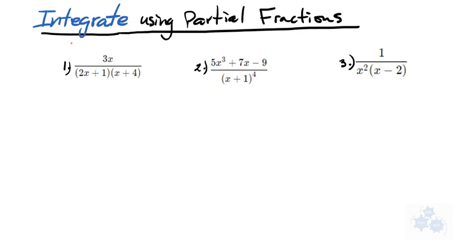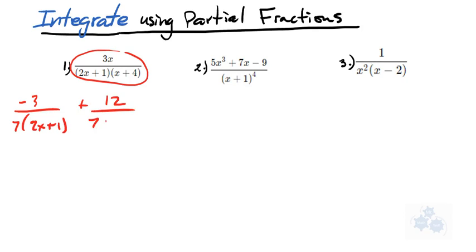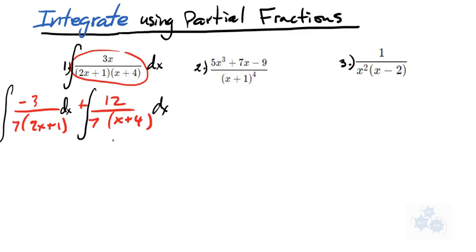Well, if you take a look at this, when we split this up into partial fractions, we said that the answer was negative 3 over 7 times 2x plus 1 plus 12 over 7x plus 4. So if we get this far, what that means is this: the integral that's represented here can be expressed as 2 integrals added together, like this. And these ones are actually going to be considerably less difficult to integrate. So let's take a look at that.